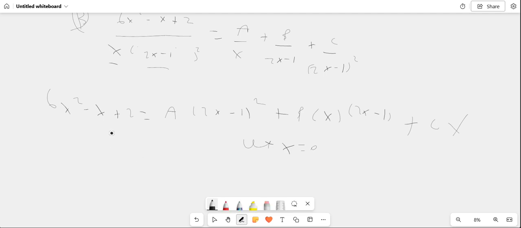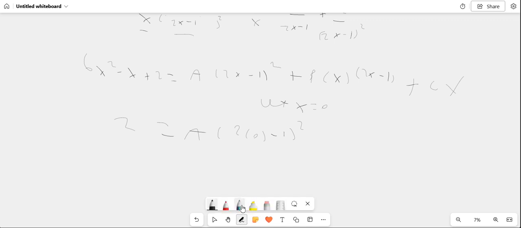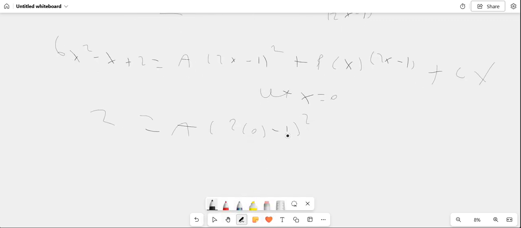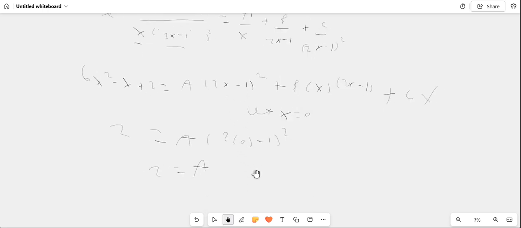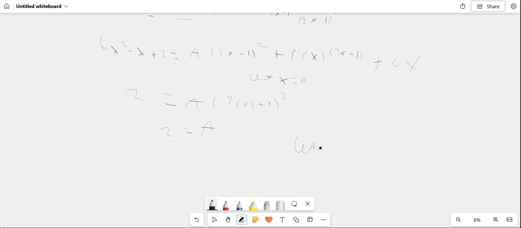If I let x equal 0, just take the constant here, that's 2. And then b goes away, c goes away, so you've got a open bracket 2 times 0 minus 1 squared. If you simplify that, it's just minus 1 squared, which is 1, so 2 is equal to a. And then to eliminate that 2x minus 1 bracket, you're going to let x equal to 1 over 2.